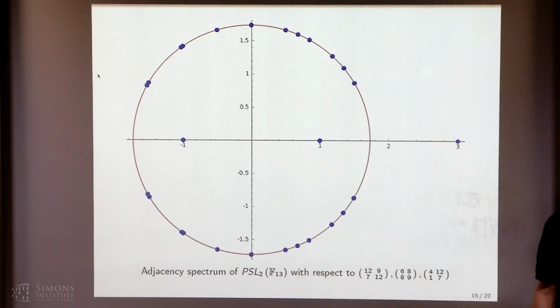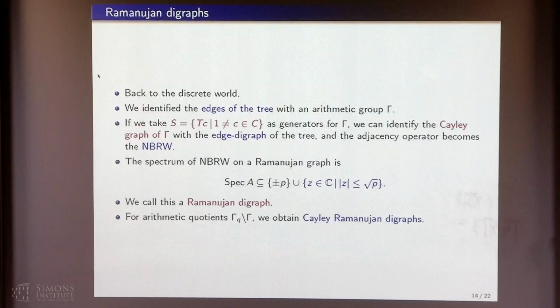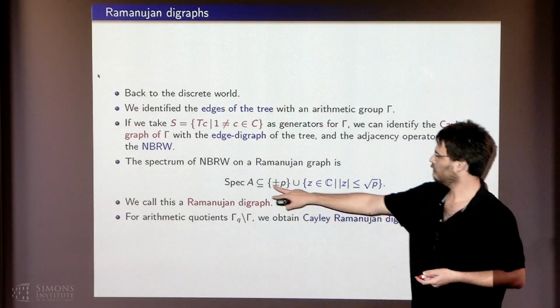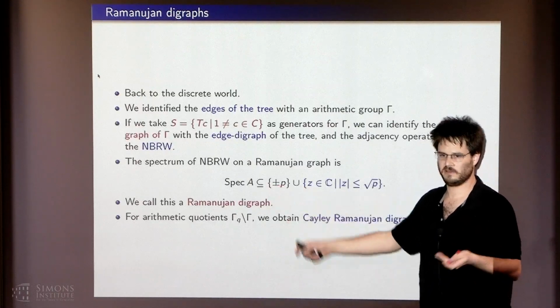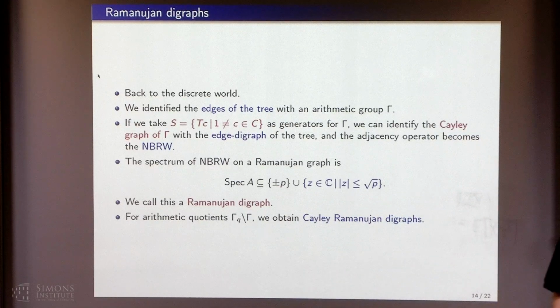PSL2 F13. Always bipartite. What? You're always bipartite, just plus or minus. It's contained. You could have minus p and you could... You don't want it if it's bipartite or if... No, here it's always bipartite.